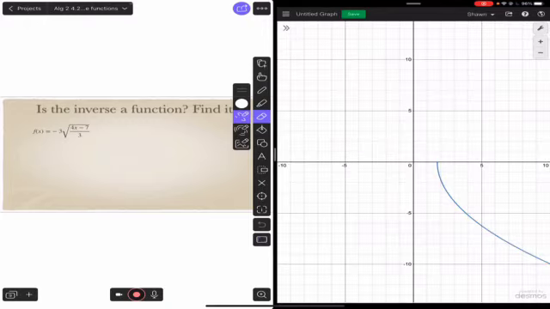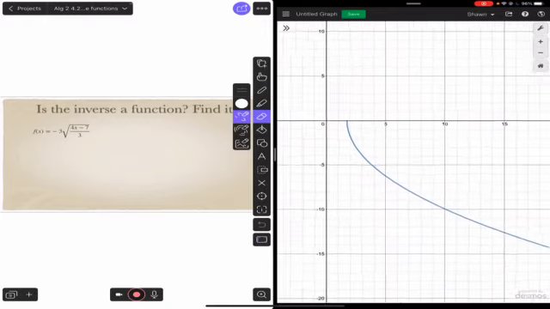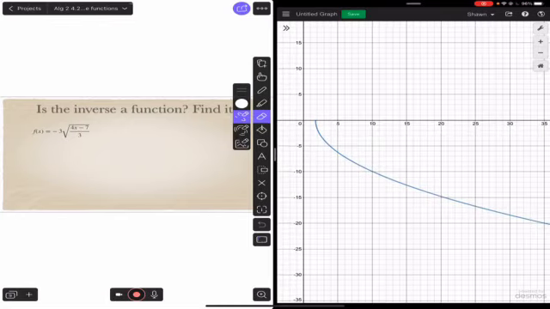And so let's take a look at this graph here. You can see that he is certainly a function. He passes the vertical line test, and he passes the horizontal line test, because a horizontal line would only hit it in one point. So f of x is going to have an inverse function.